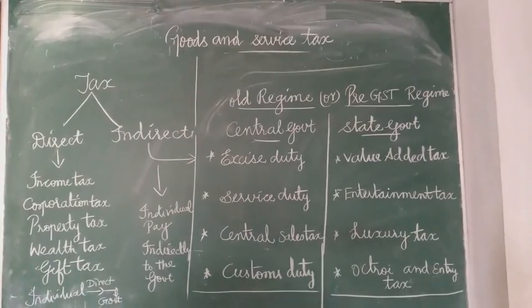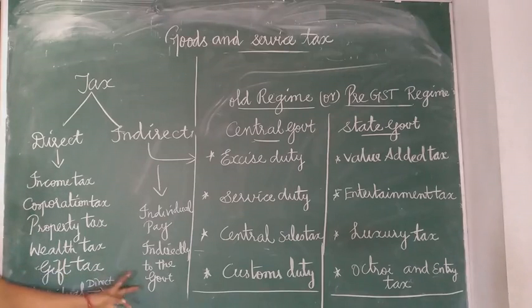In India, the tax system can be broadly classified into two. One is direct tax and another one is indirect tax, isn't it? Direct taxes are imposed on individuals and paid to the government directly by them. On the other hand, indirect taxes are imposed on goods and services and paid indirectly to the government by the individuals. That is indirect tax.